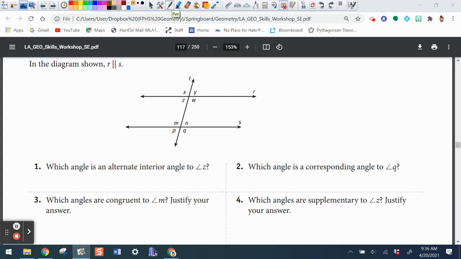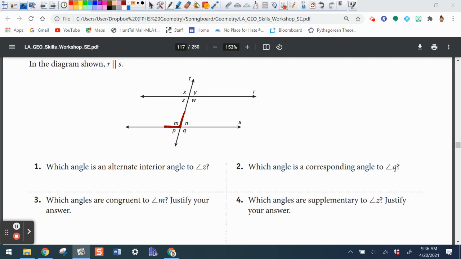So let's look at angle M for a moment. Here we have angle M is an obtuse angle. For starters, we should already be aware that angle M being an obtuse angle is not going to be congruent to any acute angle we see in the diagram. So let's answer which angles are considered congruent to angle M.